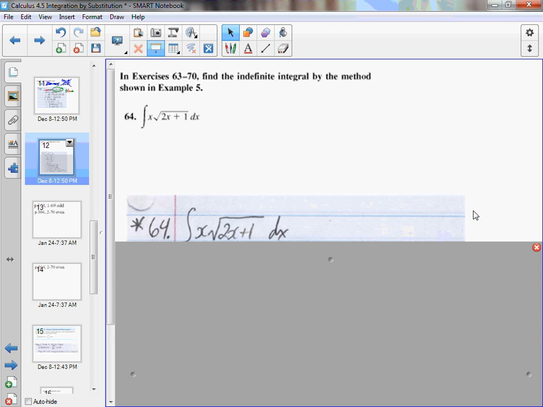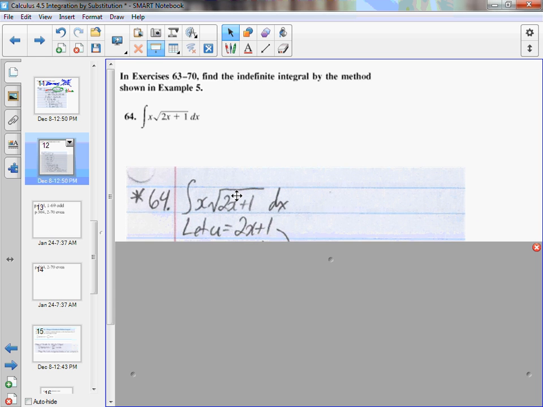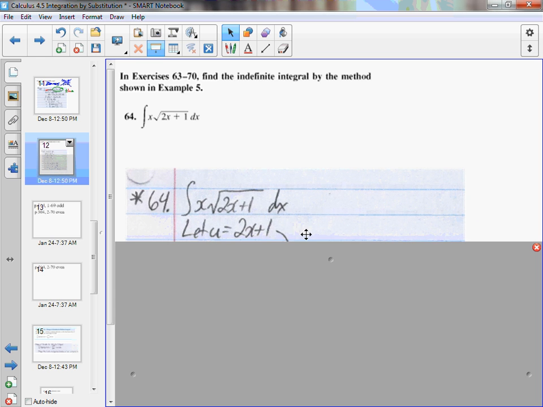plus 1 dx. All right, let's do what we've been doing. Quantity with an exponent on it. Let's try that. Just so you know, go ahead and write it down. It's going to work. It's not going to look like it's going to work, but it's going to work. Let's let u equal the quantity that has the exponent on it. So let u equal the quantity 2x plus 1.